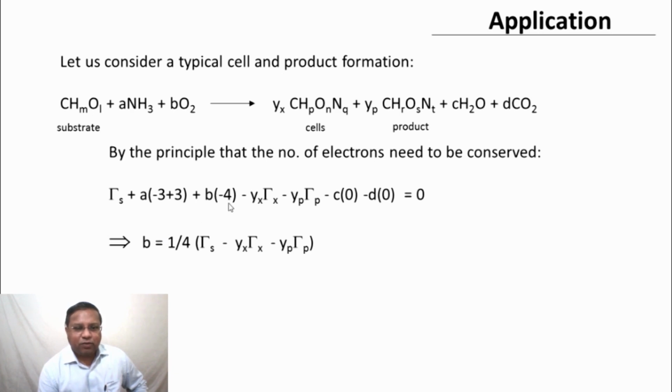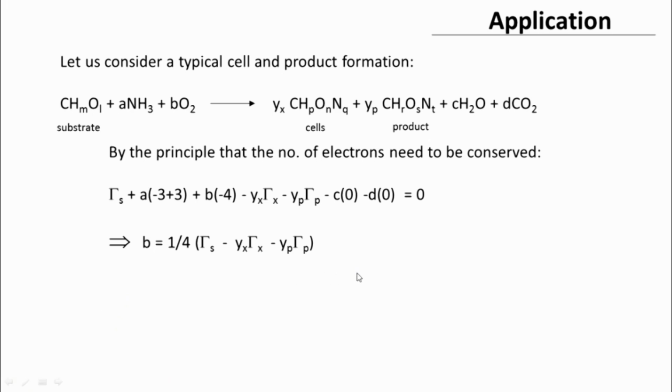B is nothing but 1/4 of, by appropriately transposing this equation, all these would become pluses, this would become minus 1, and this is multiplied by a factor of 4, minus 4, so that when taken to the other side would be gamma S minus Yx gamma x minus Yp gamma p divided by 4. So that is B.